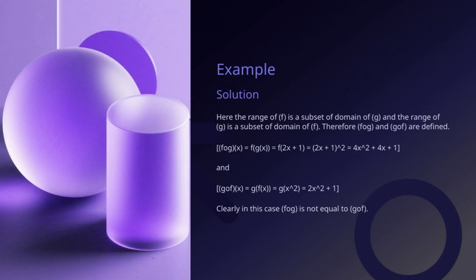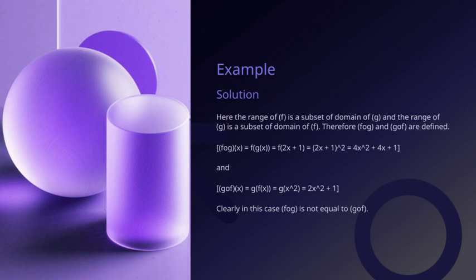Let's take a closer look at this slide. Clearly, in this case, f∘g is not equal to g∘f. Now, to understand why, let's examine the functions involved. We have g(f(x)), which is written as g composed with f, and that equals g of f(x). Substituting, we get g(x²), since f(x) is x². Applying g to that, we get 2x² + 1.